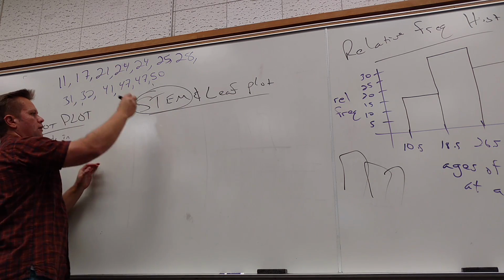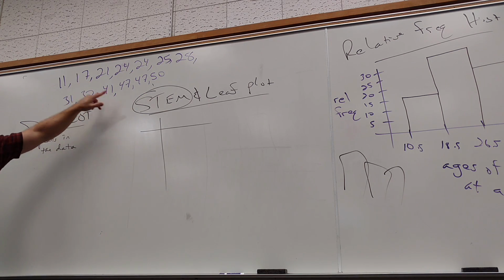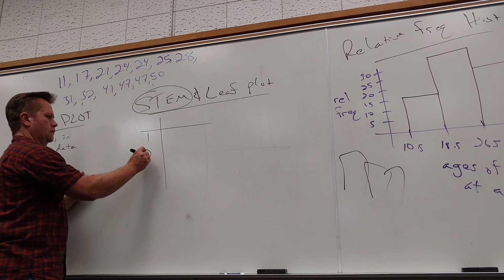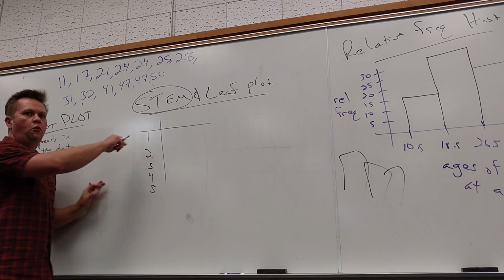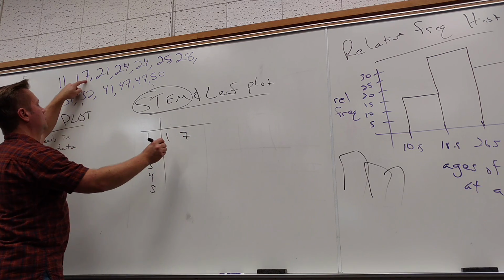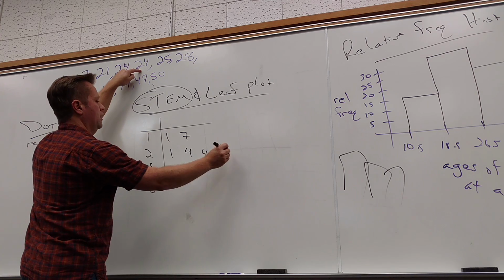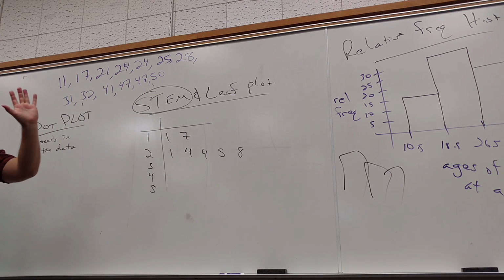So, for example, this kind of breaks itself naturally into two parts of the number. Each number has a tens and a ones, right? So it looks like my stem should be 1, 2, 3, 4, 5. Now coming off of 1, what are the leaves that come off of the 1? 1, 7. Okay, that's it. So 2: 1, 4, 5, 8. Right? You guys with me?